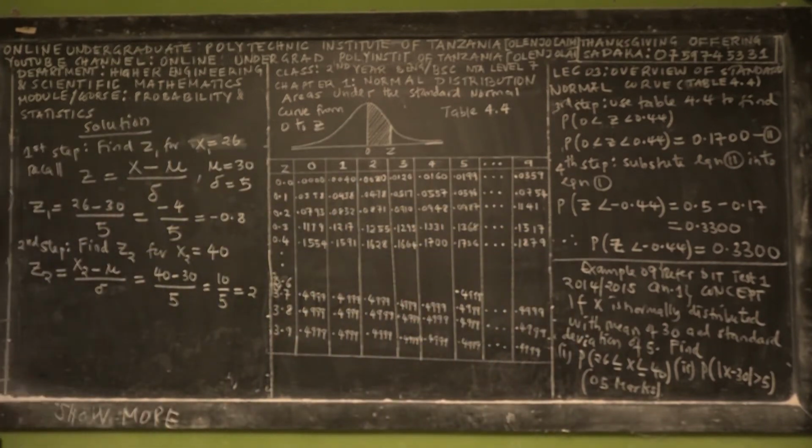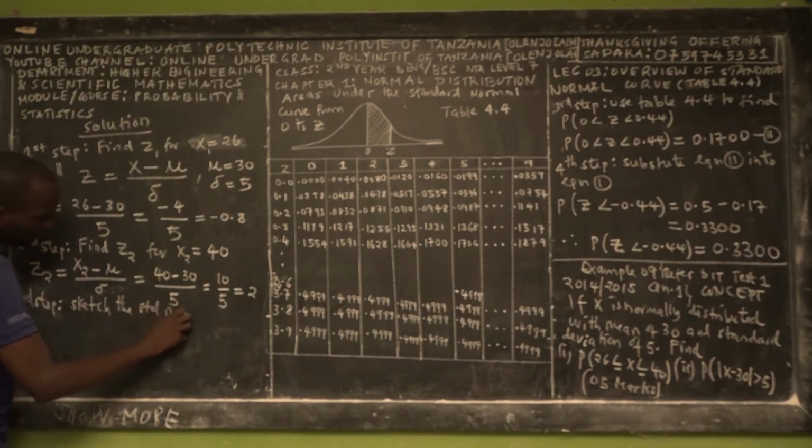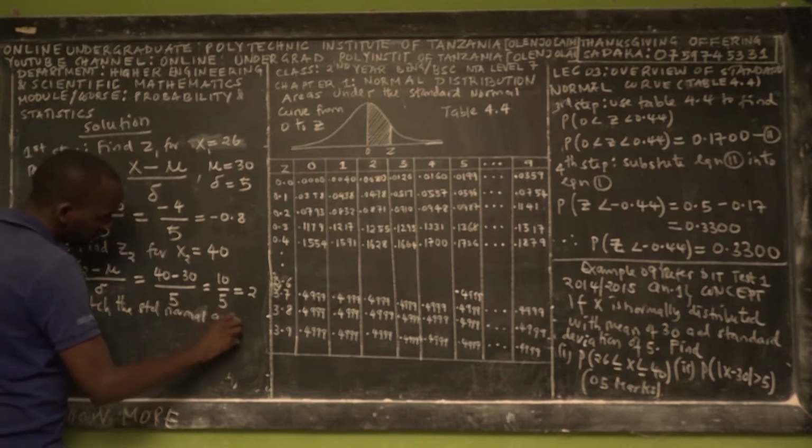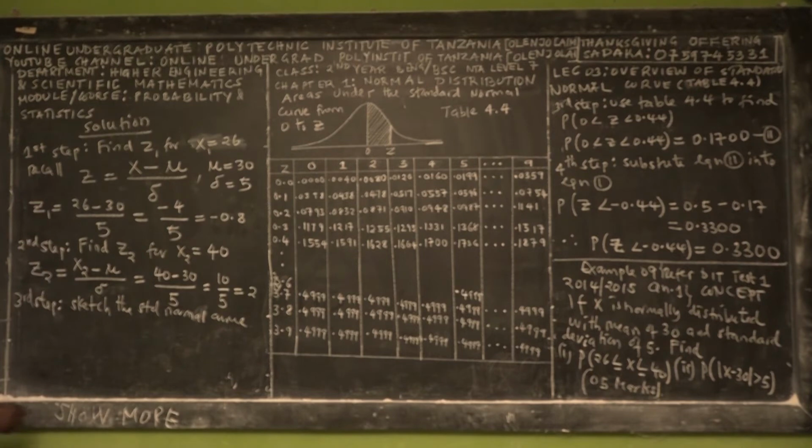So now we have our corresponding variables. That's the first step, and this is the second step. So we go for the third step. The third step says: sketch the standard normal curve. So sketch the standard normal curve.